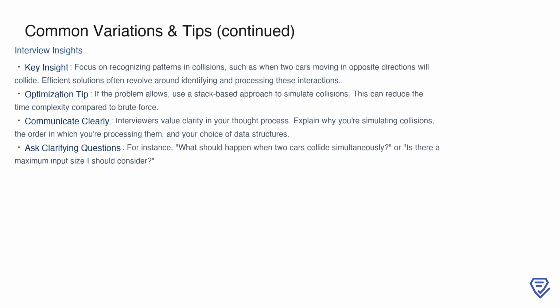During interviews, it's important to communicate your thought process clearly. Explain why you've chosen a particular method, the order in which collisions are being processed, and why you selected a specific data structure. This clarity helps interviewers understand your reasoning. Additionally, don't hesitate to ask clarifying questions. For instance, you could confirm how simultaneous collisions should be handled or ask about any constraints like maximum input size. These questions demonstrate that you're thinking critically about the problem.